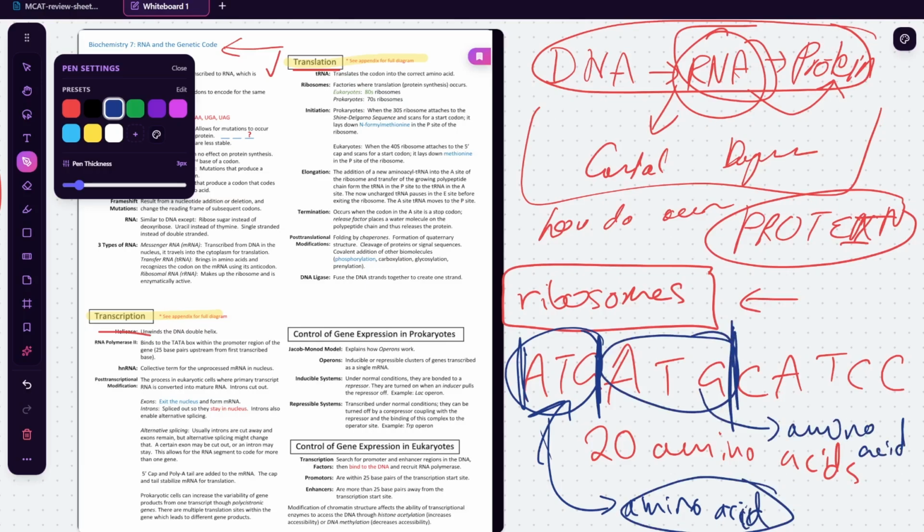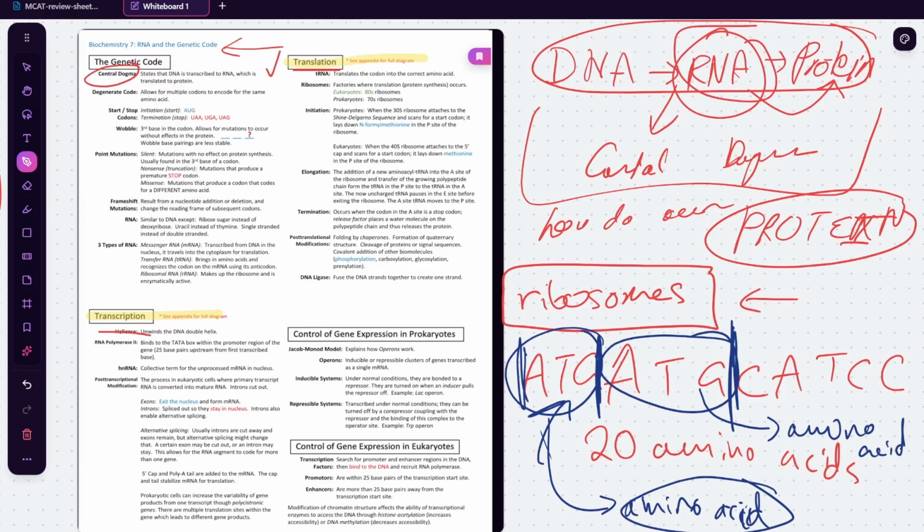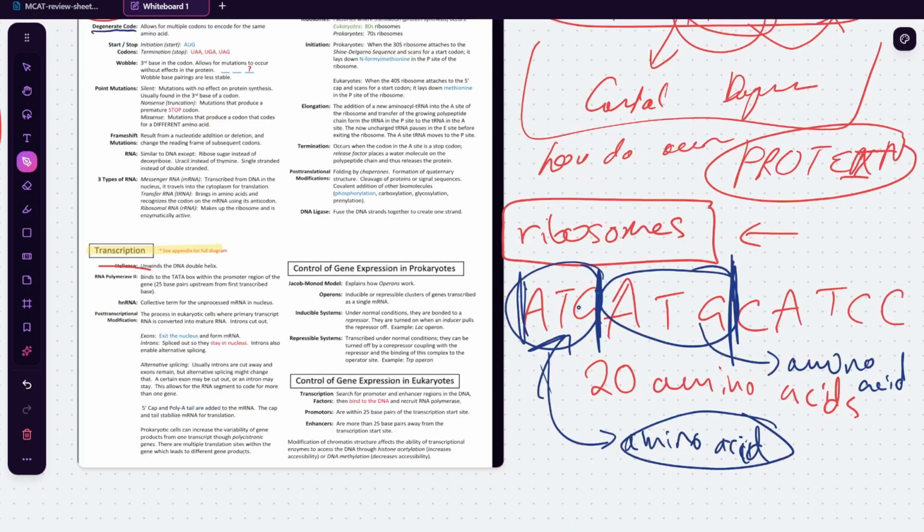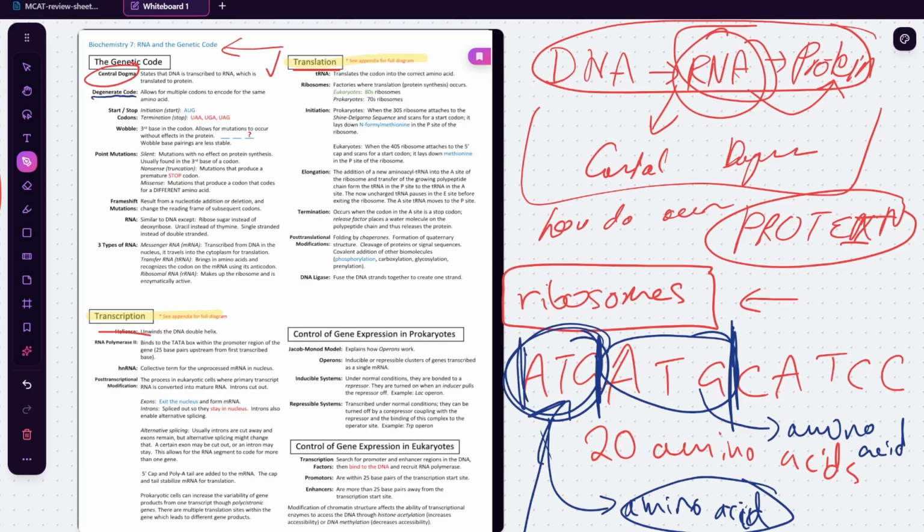So that's how it works there. So you have a degenerate code. The genetic code is degenerate, meaning most amino acids are coded by more than one codon. For example, UCU and UCC code for serine. So it doesn't just have one codon. One of these is a codon, right? A codon for an amino acid. But amino acids usually don't have just one.